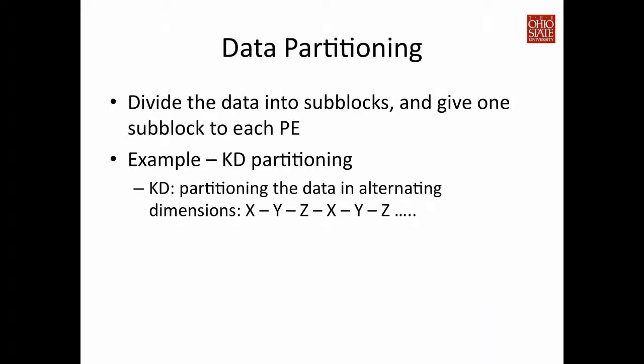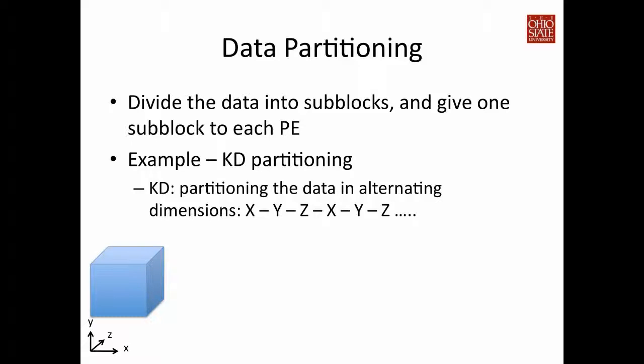So let's look at the data partitioning first. Like I said, we need to divide the data into subblocks and give one subblock to each processor. Here, I'm assuming we are using this contiguous block partitioning scheme. More specifically, I'm going to talk about how we use KD tree or KD partitioning to subdivide data. The idea of KD partitioning is to subdivide data in alternating dimensions. Given a 3-dimensional data, you're going to divide the x dimension in half. For the resulting 2 subblocks, you're going to divide them in the dimension of y, and then you divide z, and you go back to divide x, y and z recursively. So this is how it works.